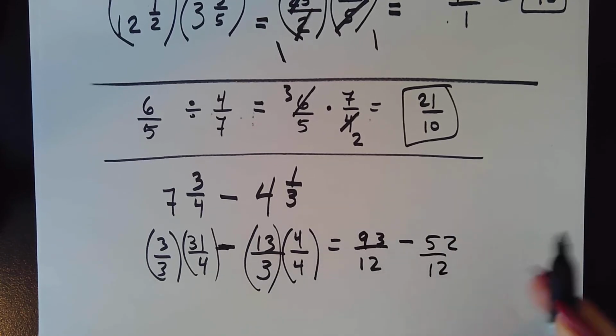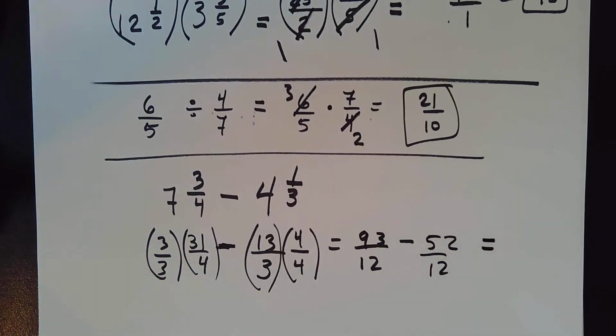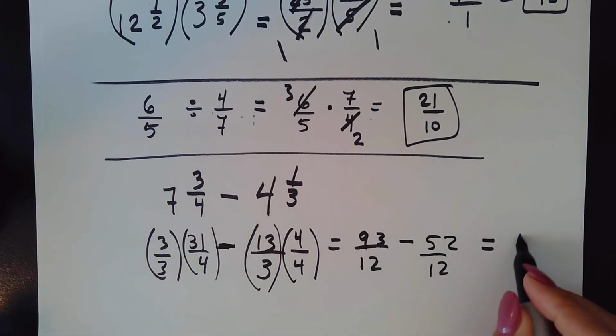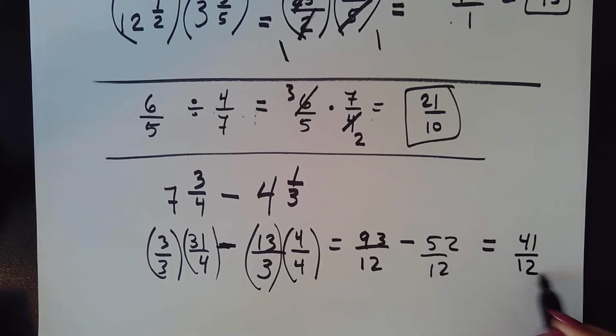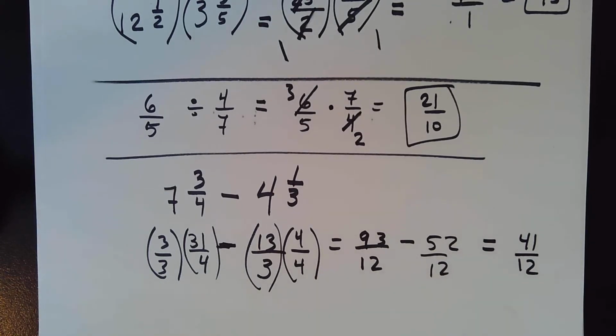52 over 12. And that's going to give us, when you do this, and it's okay if you need a calculator, feel free to use one, 93 minus 52 gives us 41, right? Divided by 12. Now, if you want to write this as a mixed number, you can.